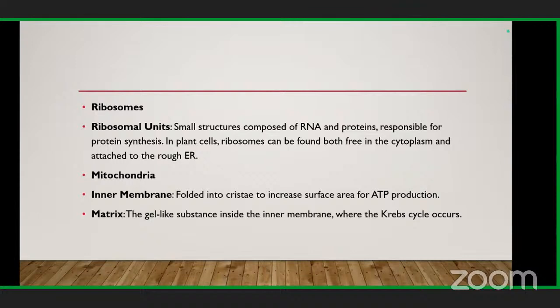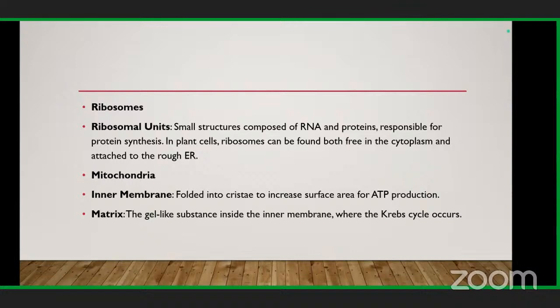That is the ribosomes. Next is mitochondria. This is also known as the powerhouse of the cell. It provides the energy. It has an inner membrane folded into cristae to increase surface area for ATP production. The inner membrane is vigorously folded, from one fold to another, and the folded structure is known as cristae.